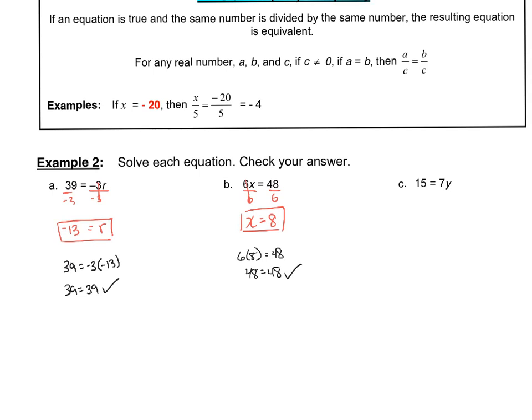Okay, so now we're solving for y, so it's being multiplied by 7, so I'm going to divide by 7 on both sides. 15 over 7 equals y. We can leave our answer just like that.